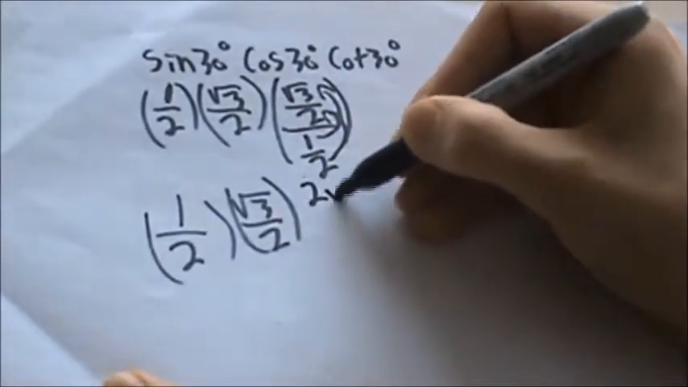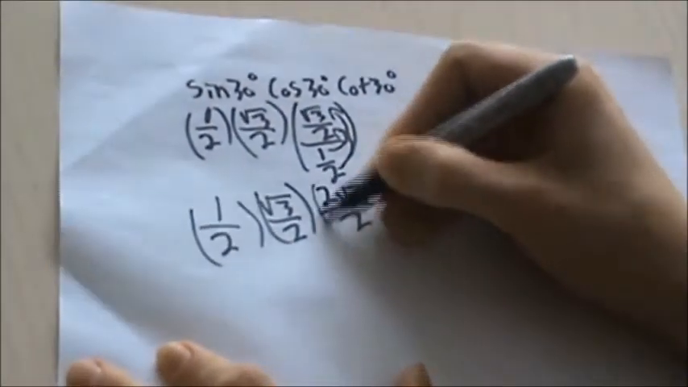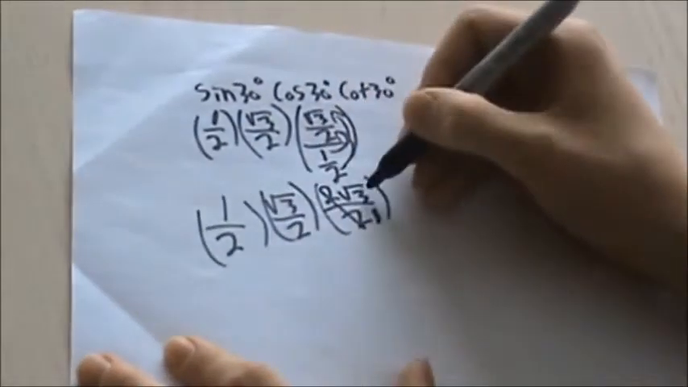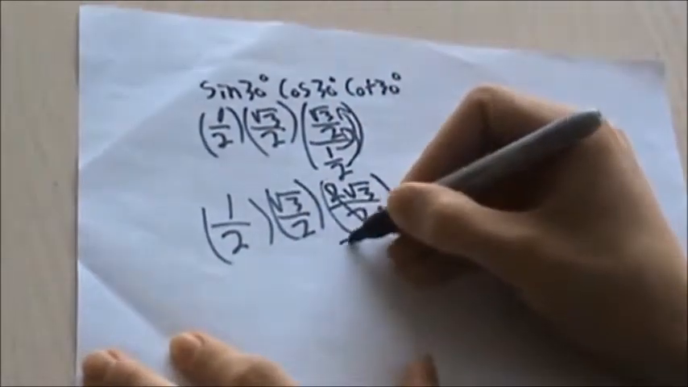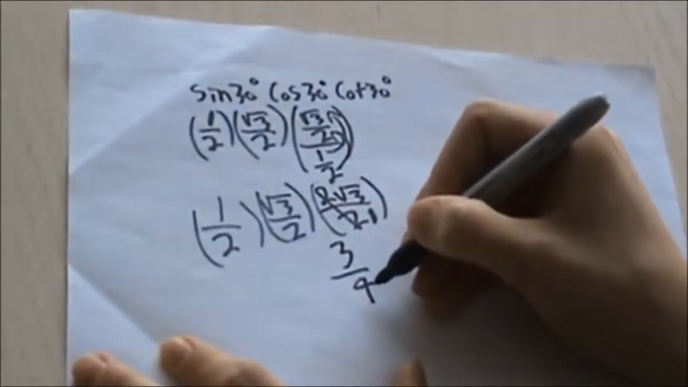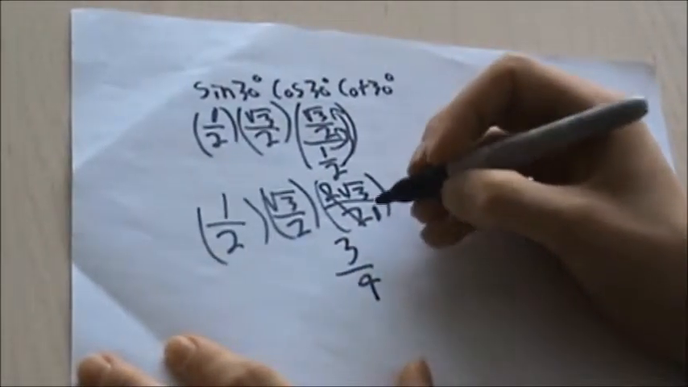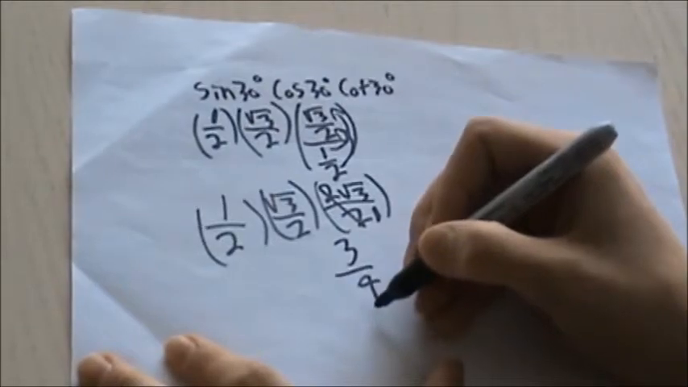times 2 root 3 over 2. Can cancel the 2's, that puts root 3 over 1. Root 3 times root 3 is 3, 2 times 2 is 4, 3 over 4. And they are the same. Sine can't be 0, so x is not a product of 180 degrees n.